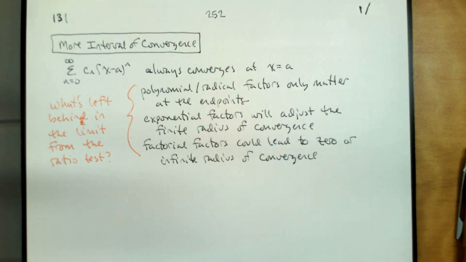The exponential factors will have something like an a to the n over an a to the n plus 1. And so that leaves behind a 1 over a, a constant, in the limit from the ratio test. And the factorial factors leave behind an n, because we'll simplify something like an n factorial over an n plus 1 factorial. And that will leave behind the n plus 1. We write the larger factorial until we get to the smaller factorial.